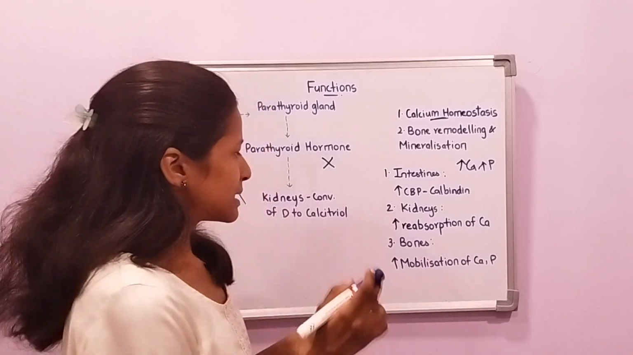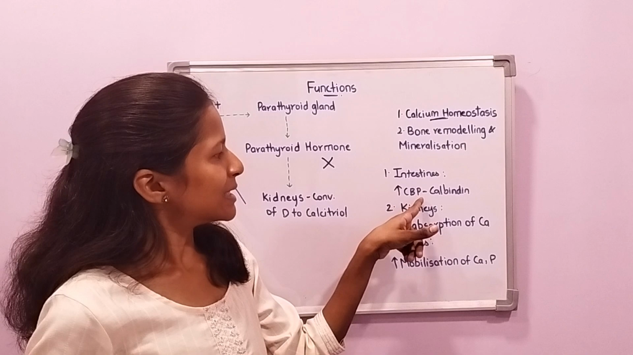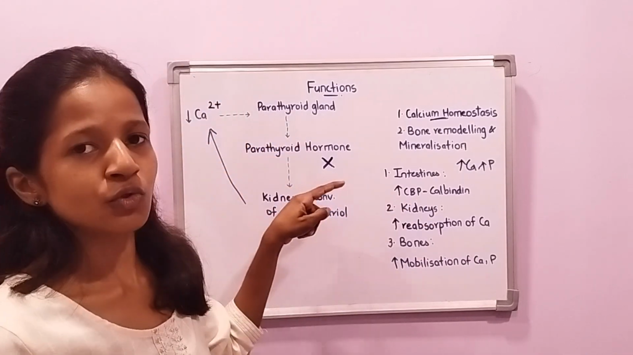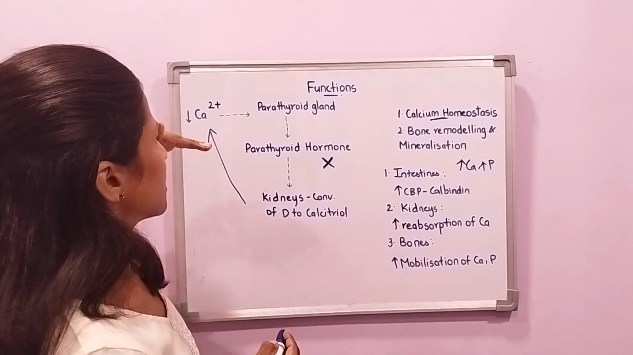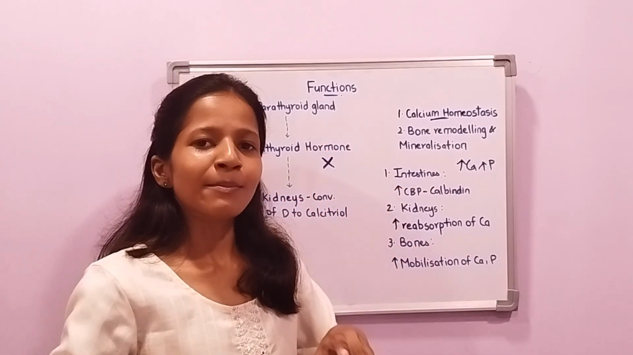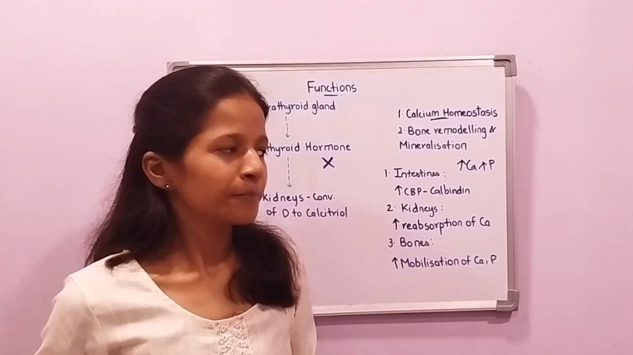Now what happens is calcitriol inhibits parathyroid hormone, further secretion of PTH. So this is the negative feedback loop that goes on. Once the levels of calcium are regulated, calcitriol inhibits parathyroid hormone so that there is a balance in the amount of calcium and the amount of parathyroid hormone and calcitriol.